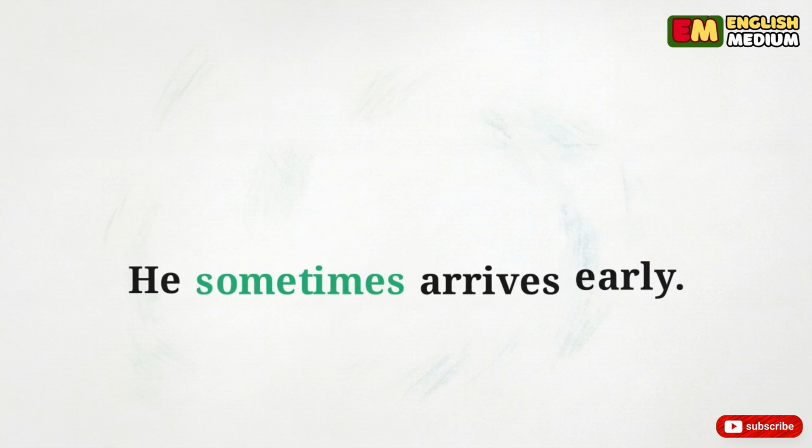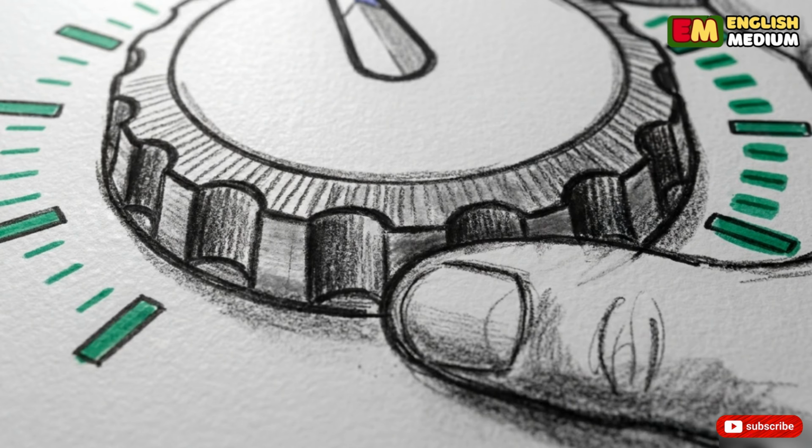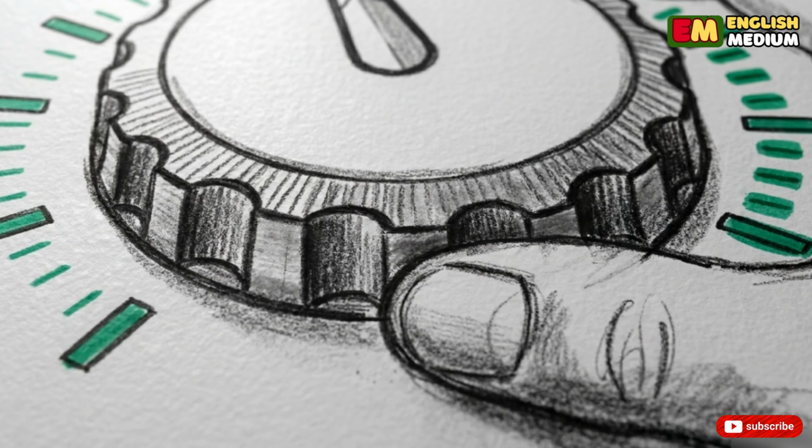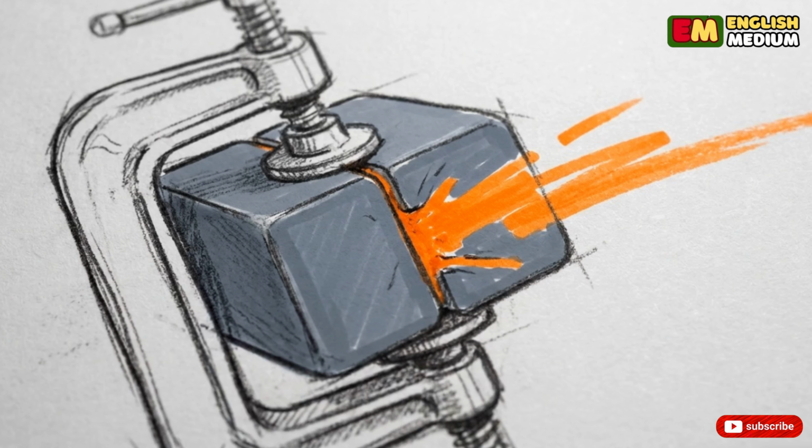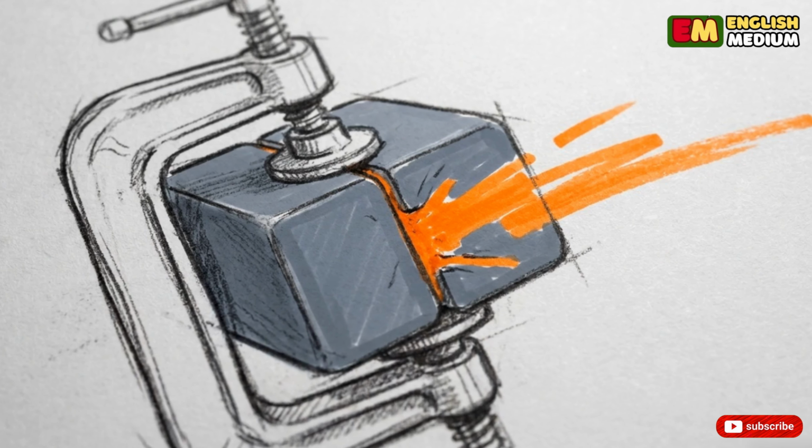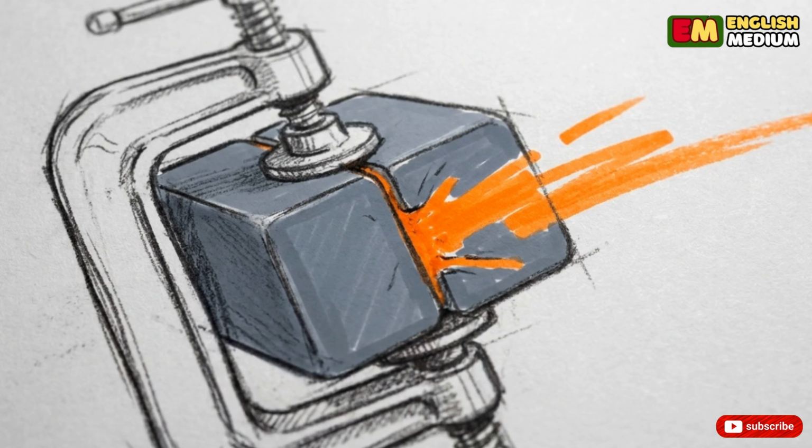When we select the word sometimes, it slots right into the middle. The message shifts from a fixed schedule to an occasional one. These adverbs act as fine-tuning dials, giving control over the strength and repetition of your claims. This brings us to our final grouping, adverbs acting as the structural glue of a sentence.